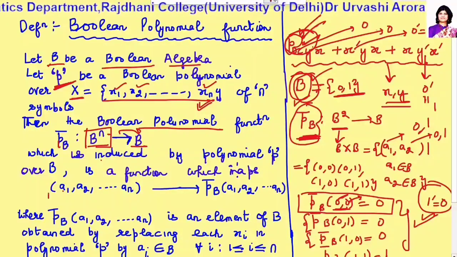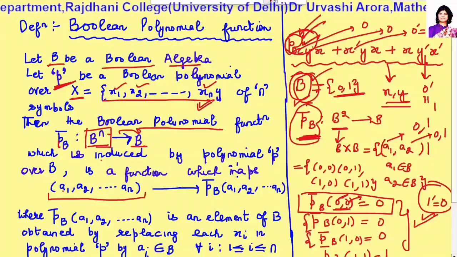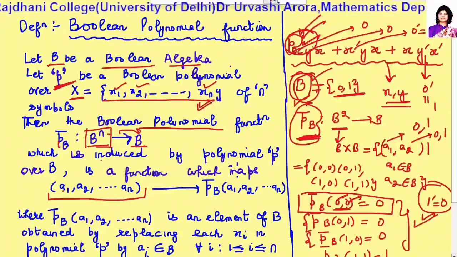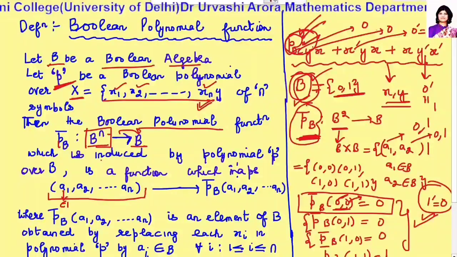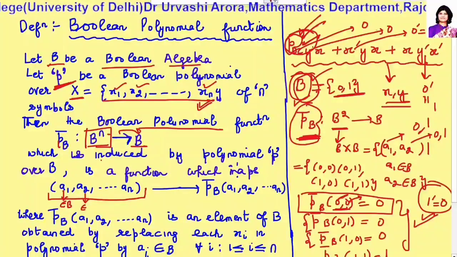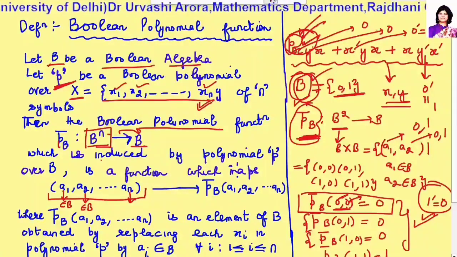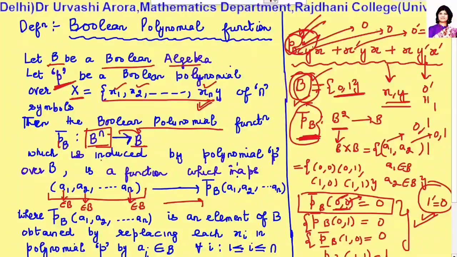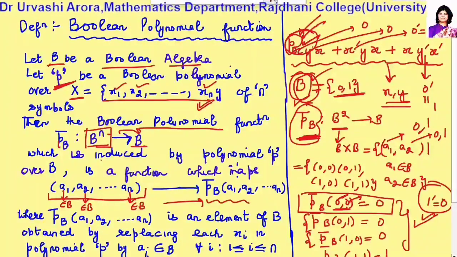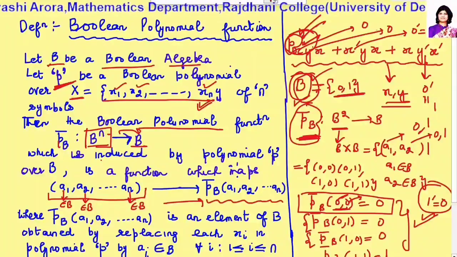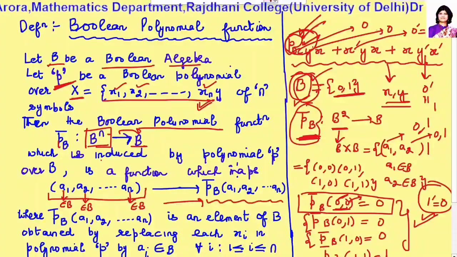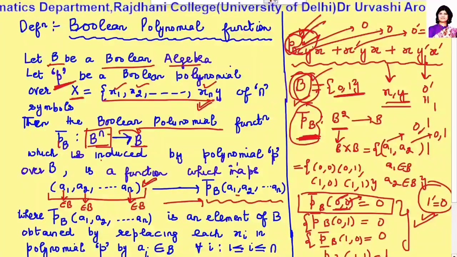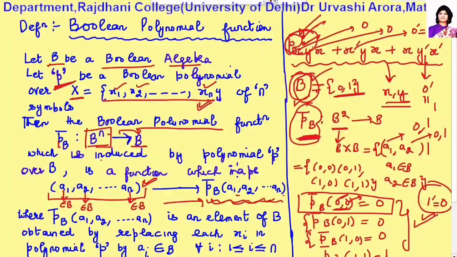Now the elements in the domain, which is Bn, are going to be n tuples of the form a1, a2 and so on till an, where a1, the first component, would come from the Boolean algebra B, the second component would come from the Boolean algebra B, and the nth component would also come from the Boolean algebra B, and the whole n tuple would be taken to some element in B. The image of this n tuple is going to be p bar b of a1, a2 and so on till an, which is an element in B.